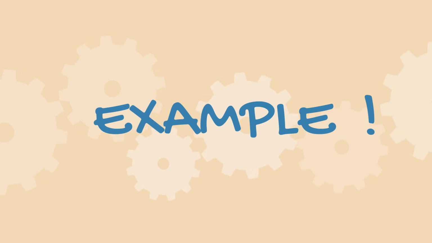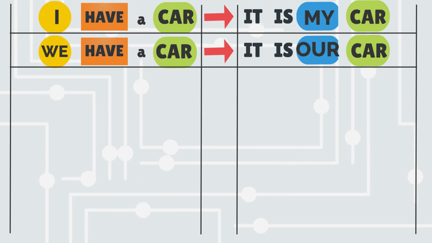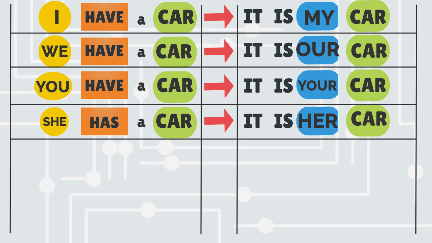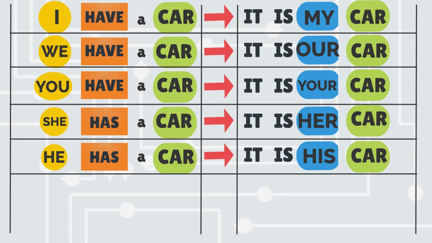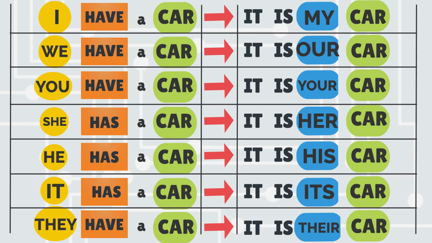Example: my car. Our car. Your car. Her car. His car. Its car. Their car.